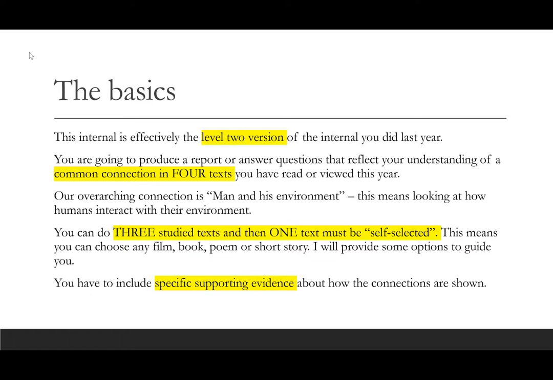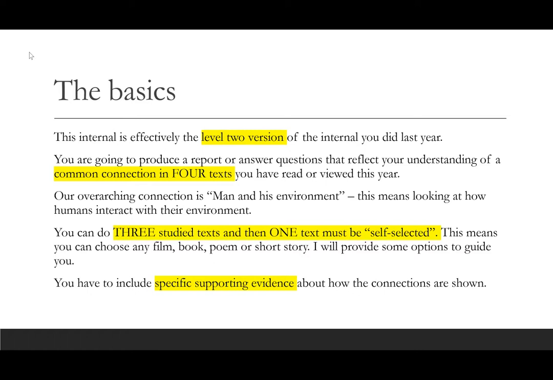What you're ultimately going to do is produce a report, or depending on how your teacher's structuring it, answer some questions or fill in a grid that reflects your understanding of a common connection across 4 texts that you have read or viewed this year. It can be anything that is at a suitable level that you have read, or it can be something you have viewed. So it can be something like a short story or a poem, but it can also be something like a film. For my class, our class's overarching connection is man and his environment. So we've got texts that all show different ways that humans or mankind interact with their environment and have influences on it and are influenced by it.